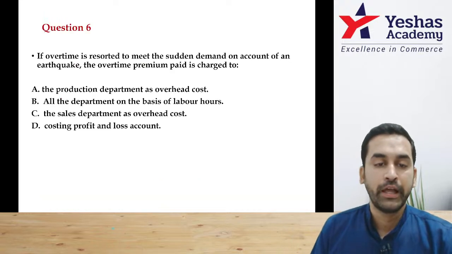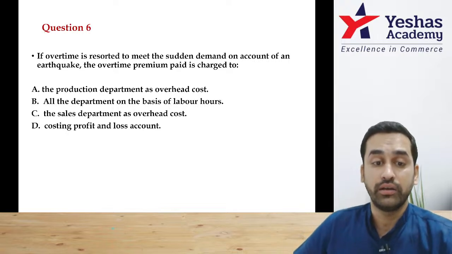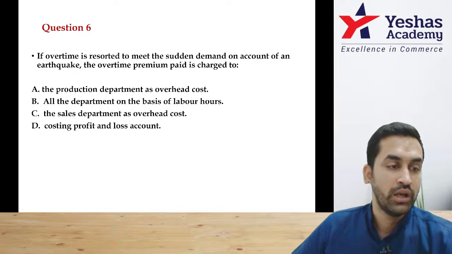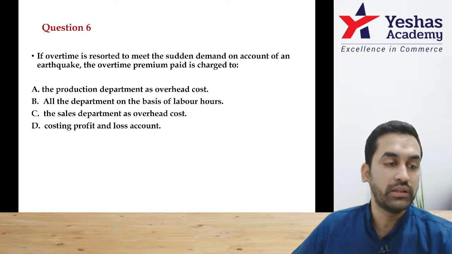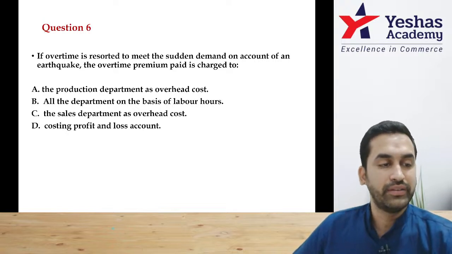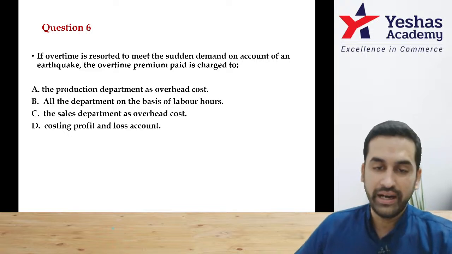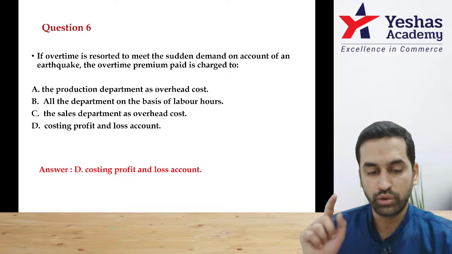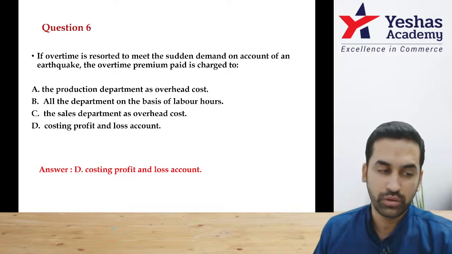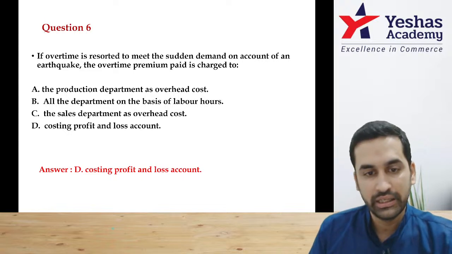Question number 6. If overtime is resorted to meet the sudden demand on account of an earthquake, oh sir, we know this. This earthquake, flood, fire, strike, curfew, bandh, all of this we have discussed repeatedly in the class. All of this is abnormal in nature, correct? Yes or no? And anything that is abnormal in nature will go to costing P&L account. Option D is the correct answer.